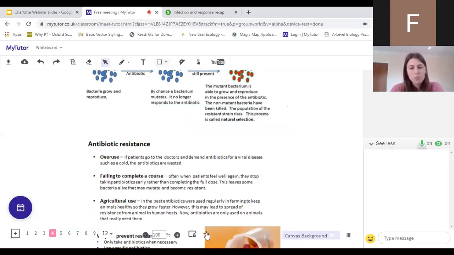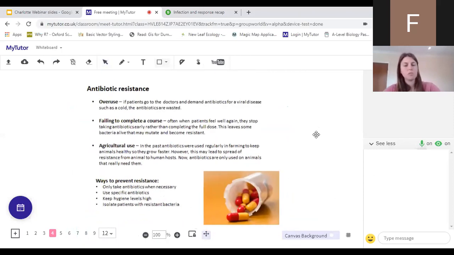Okay. So we can look at the causes of antibiotic resistance, which are overuse. If patients go to the doctors and demand antibiotics for a viral disease such as a cold, the antibiotics are wasted and the bacteria have more chances to become resistant to it, to show that mutant strain. If you fail to complete a course, so often when you feel well again, after most of the bacteria in you have been killed, you might think, oh, I don't need these pills anymore, I feel fine, my immune system can do the rest. But that doesn't really work. That leaves some bacteria alive that may mutate and may become resistant. So it's better to take the full course, to make sure you've got all of the bacteria.